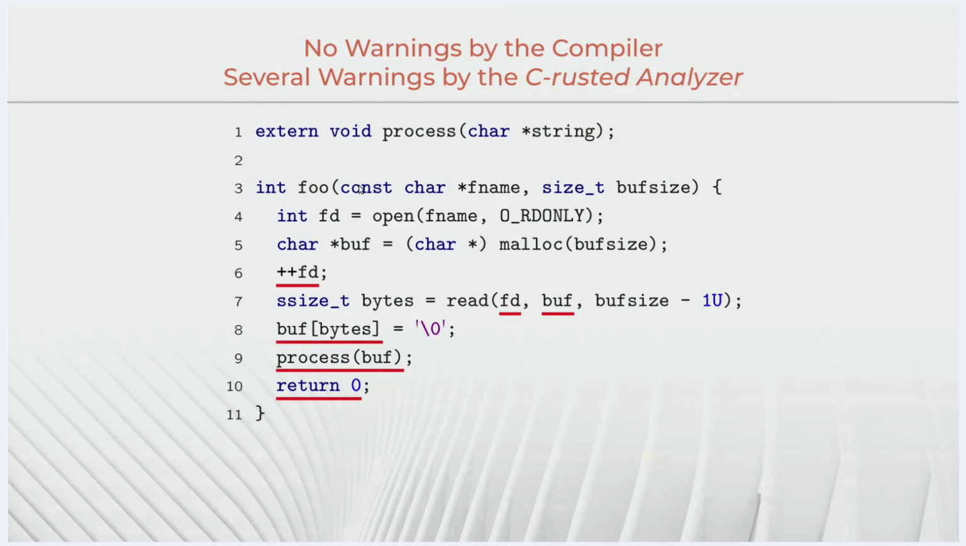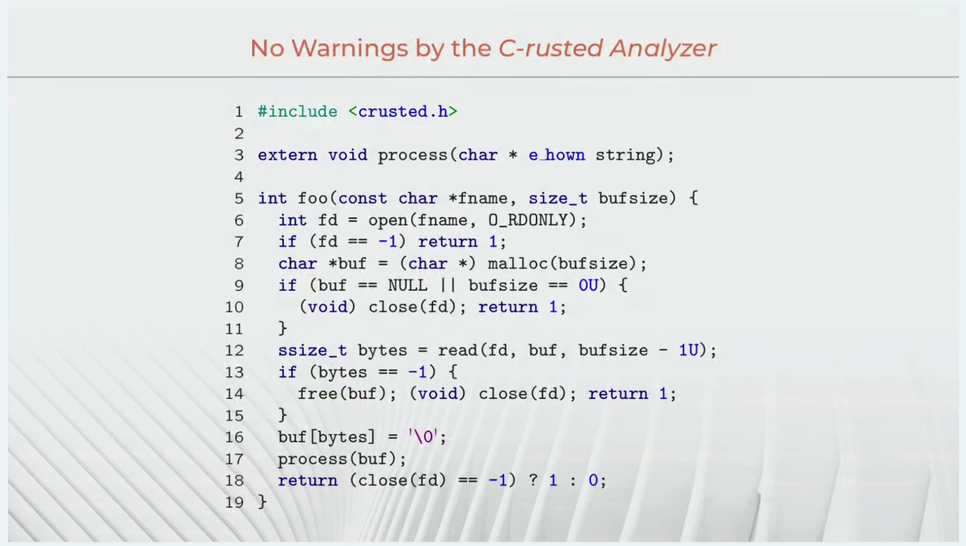Here we have a much saner version of the program that gives no warning by the C-rusted analyzer. The reason is that resources are properly managed here. So, for example, the fact that open might fail is correctly dealt with in this test, where if fd is -1, then we simply return. The possibility of malloc failing due to an out-of-memory condition is correctly handled, in which case the file descriptor will be correctly closed. If the read function fails, again, this possibility is detected here, in which case both the buffer and the file descriptor are properly disposed.